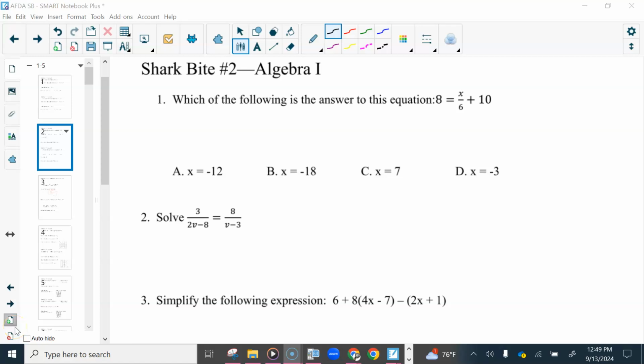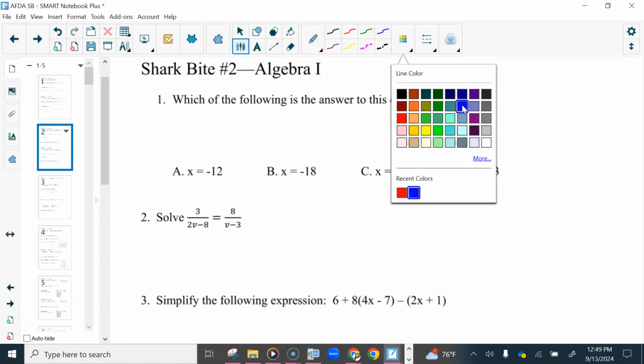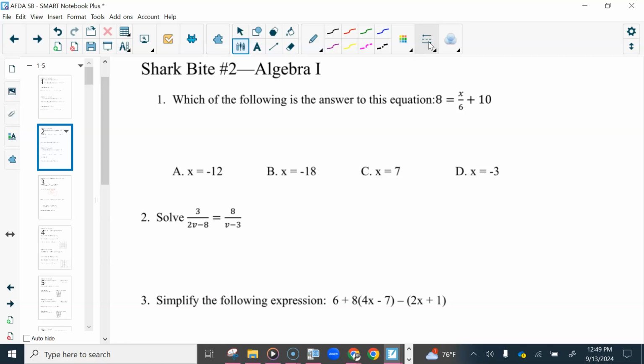And then I'll show you how to check them in Desmos also. So for number 1, which of the following is the answer, you could do one of two things. Solve it, or take each answer and put it in for x and see which one works. So you have a choice there. I'm just going to solve it.